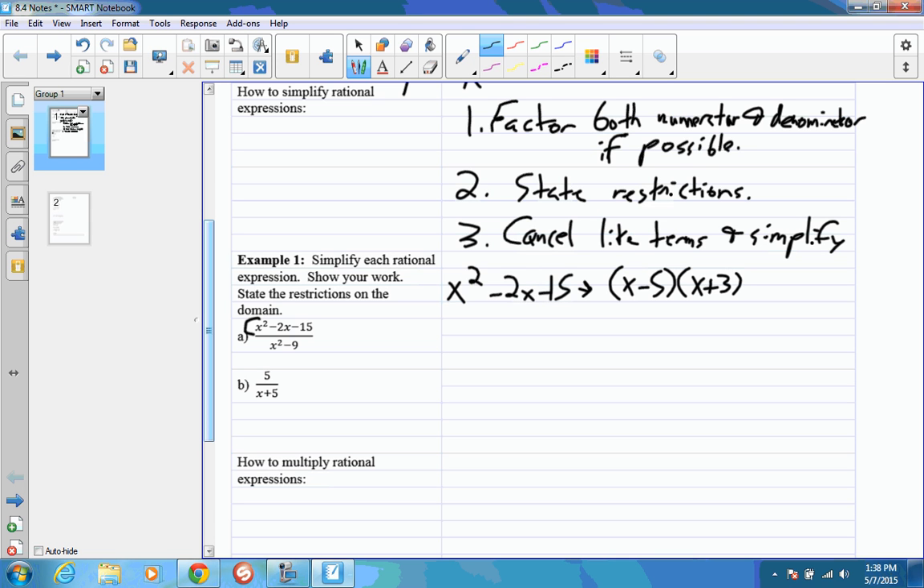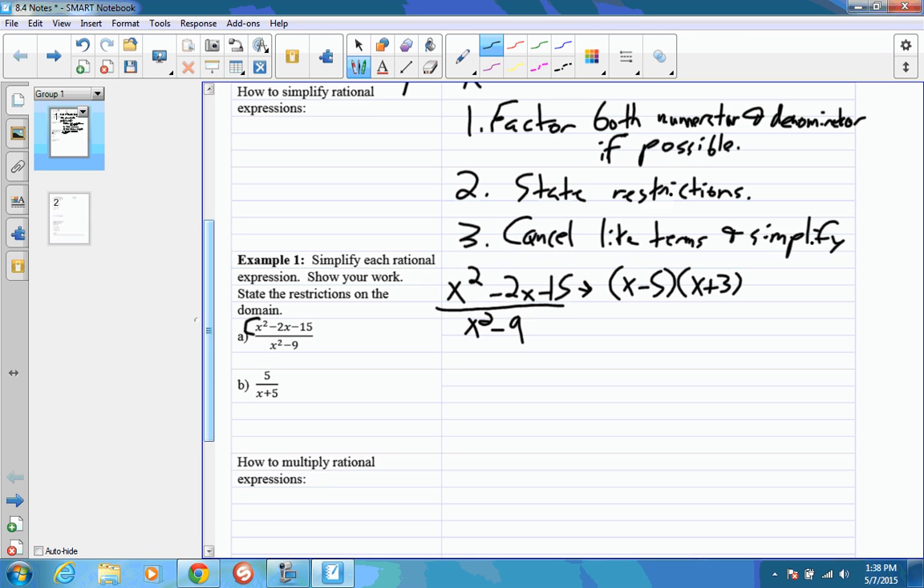Good. All right, how about the bottom? So the bottom, this was over what? X squared minus 9. Negative 3 and positive 3. What makes you say that, Colton? Negative times negative is a positive. Good. Yeah, specifically, it's a difference of squares, guys.